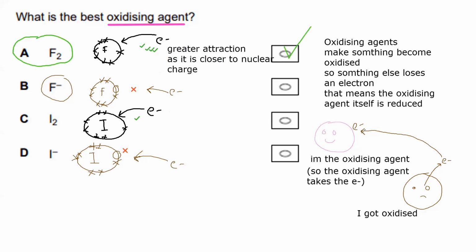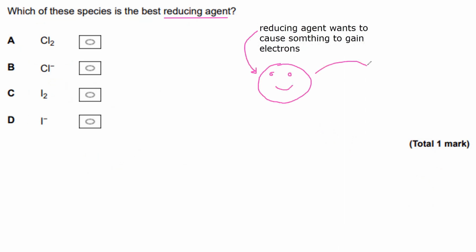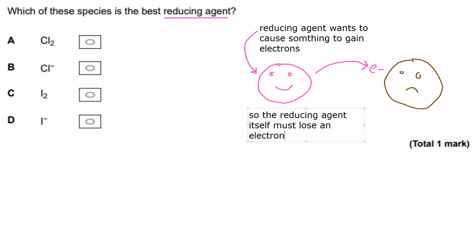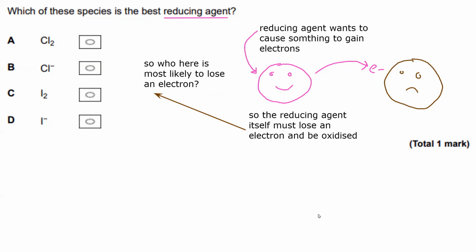Okay, let's look at another question. So we know the answer here is A. So let's zing to the next question. Which of these species is the best reducing agent? We've got to ask ourselves, what does a reducing agent mean? What does it mean if you're a reducing agent? Well, a reducing agent wants to cause something else to gain electrons. So it's trying to make something else gain an electron. So the reducing agent itself must lose an electron. The reducing agent is oxidized. So what we're really asking ourselves here is who's most likely to lose an electron and give it to someone else, causing them to be reduced.